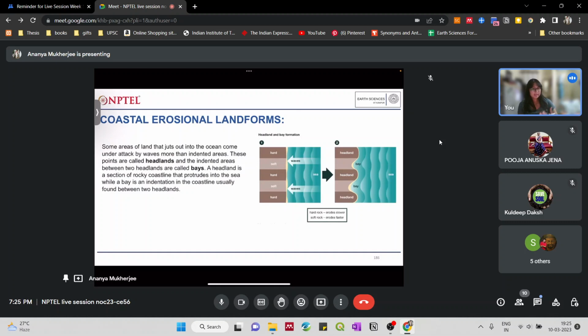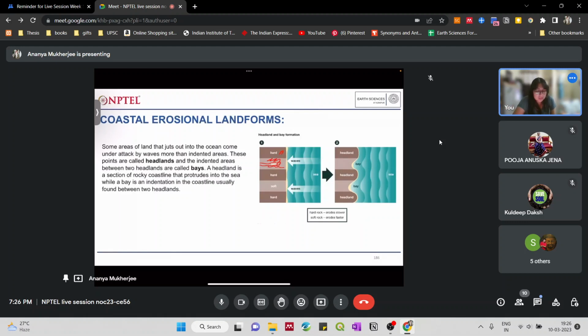Now, how are headlands usually formed? These headlands, as I said, are rocky areas, high elevated lands. So, if this area is hard and this area is made up of softer material, maybe you can say there is a river flowing from here and this area has only sand and silt. As we know, at the end stage of the river, it is only going to deposit finer particles, so this is going to be soft.